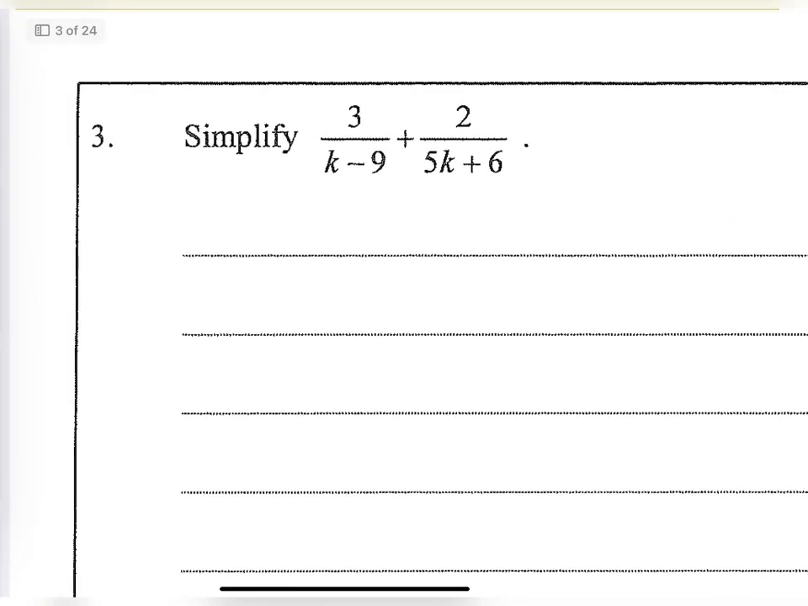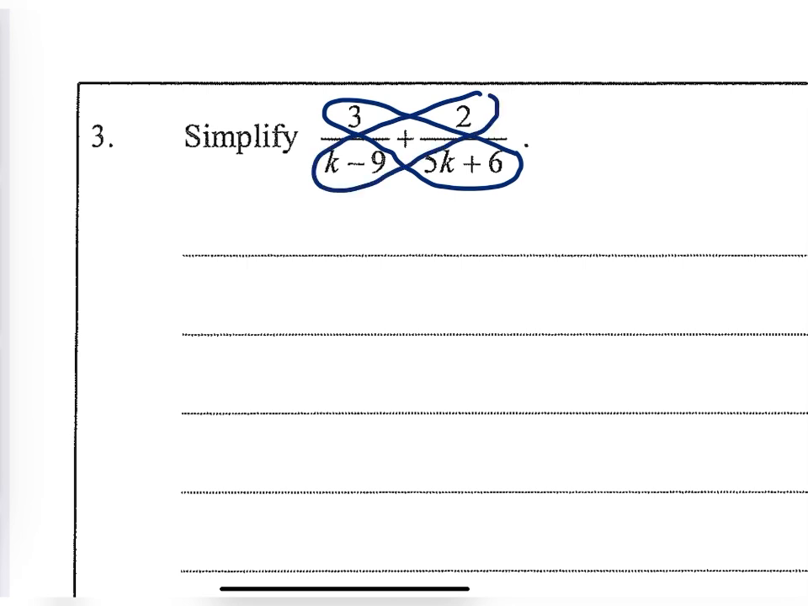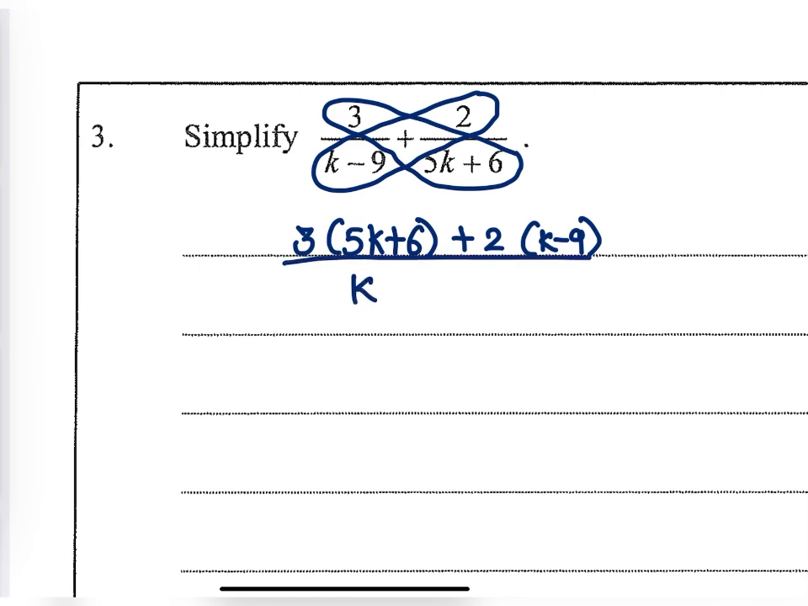As we can see, we have different denominators. So what we are going to do is use the cross method. That means x is going to be multiplied with 5x plus 6, and 3 is going to multiply with k minus 9. So 3 times 5k plus 6, and then 2 times k minus 9. I used to call it the butterfly method. So now the denominators, I'll write it like this. No need to simplify the denominators. We only need to simplify the numerator.